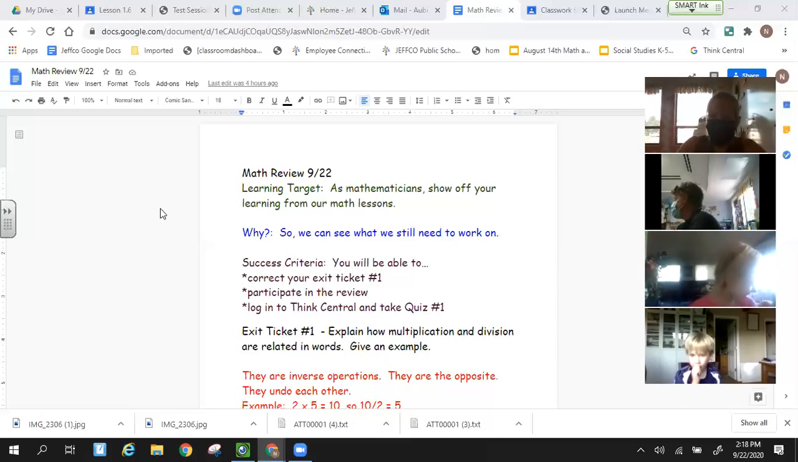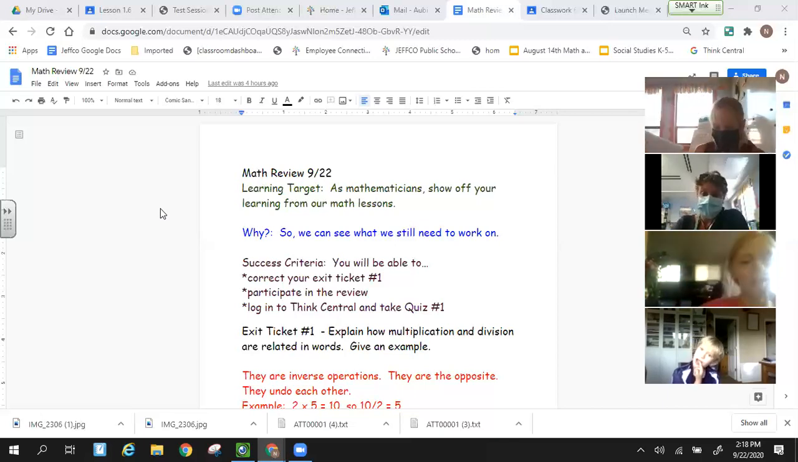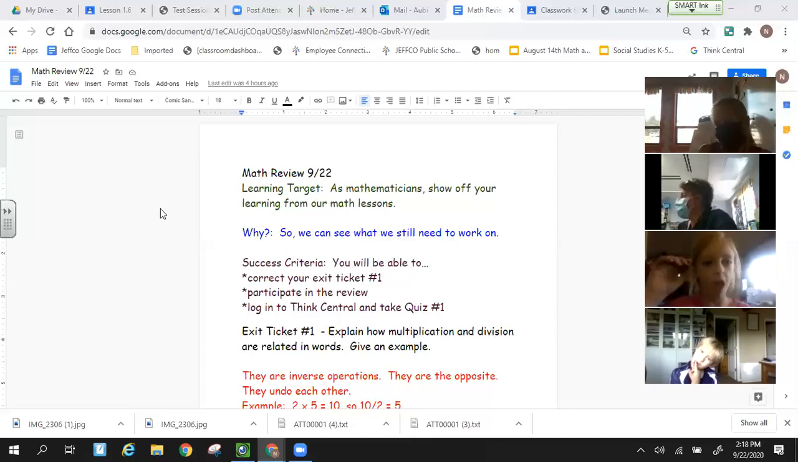Okay, guys? So the success criteria today is you will be able to correct your exit ticket. So I have exit tickets from yesterday. I did not get everyone's exit ticket.